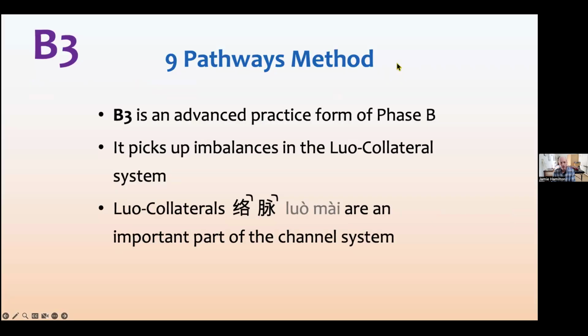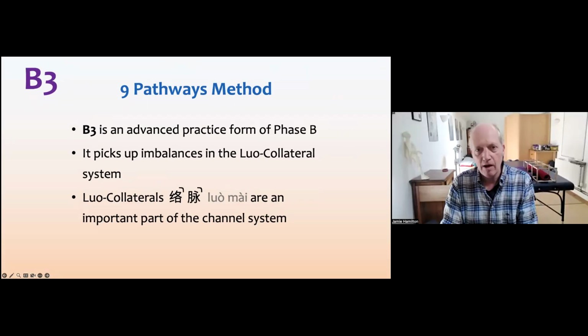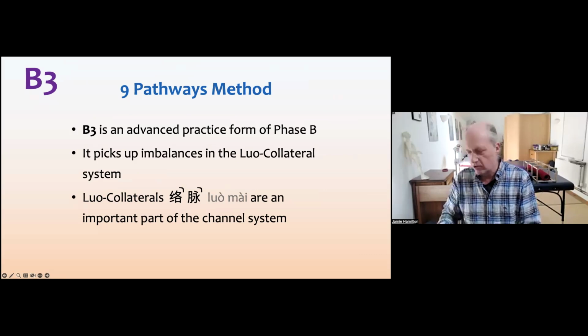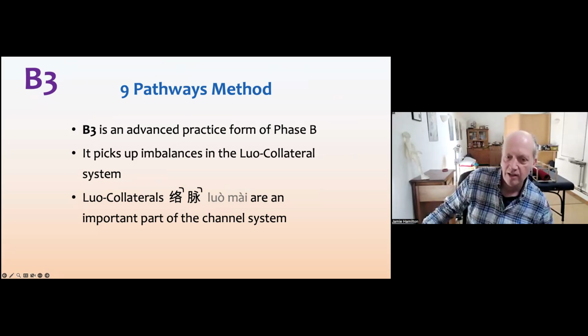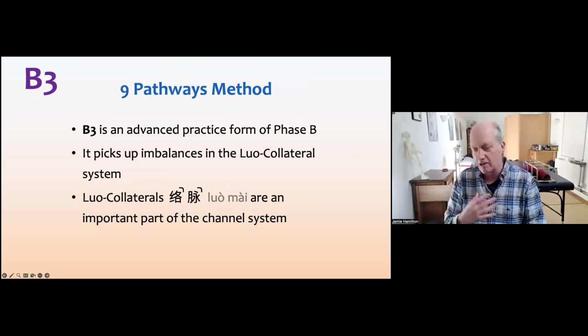Okay, so the 9 pathways method. This used to be called the 9 regions, and I've renamed it 9 pathways for reasons you'll see when I describe in this new text. It's a nicer translation of what they're calling Ju Dao, or 9 ways or 9 pathways.